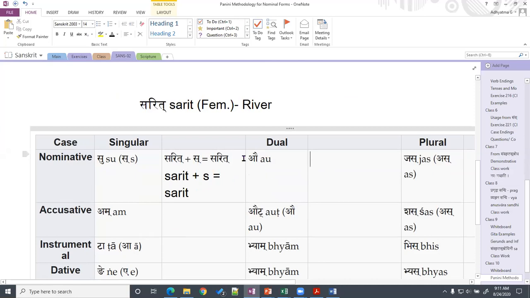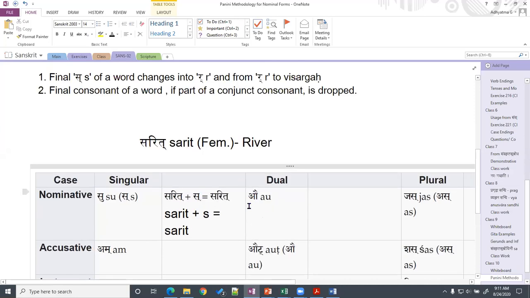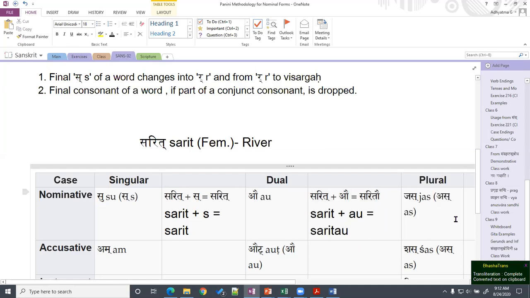Similarly, when you have the au form, you will have sarit plus au, and that will become saritau. Just simply add them up. There is no sandhi here. So sarit plus au is saritau.